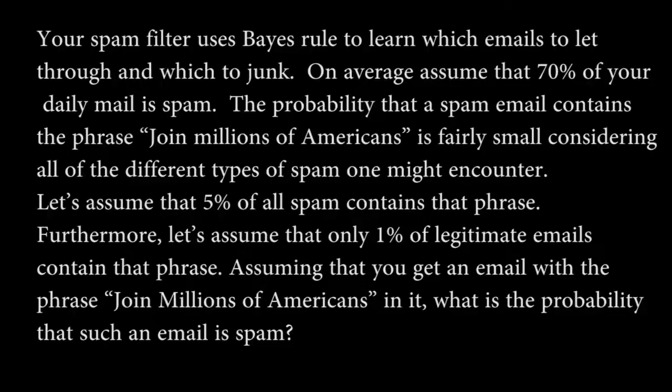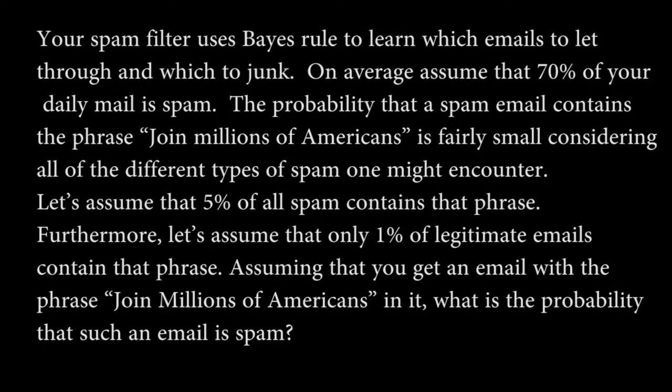So this is a Bayes rules question. There's going to be 3 of them here. We'll show the question on the video so that you can take a look at it, and then I'll work through it. So this one says, your spam filter uses Bayes rules to learn which emails get through and which are junk, which is true.